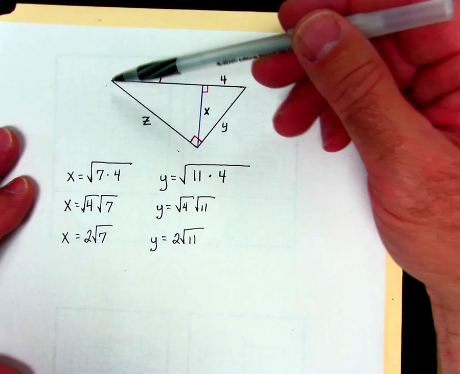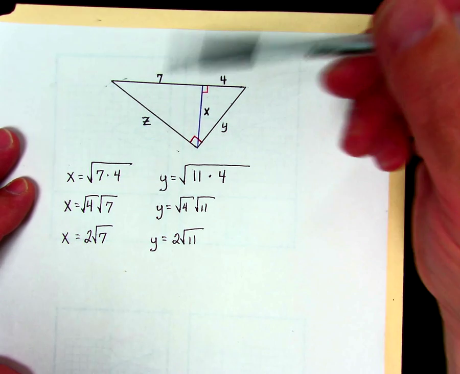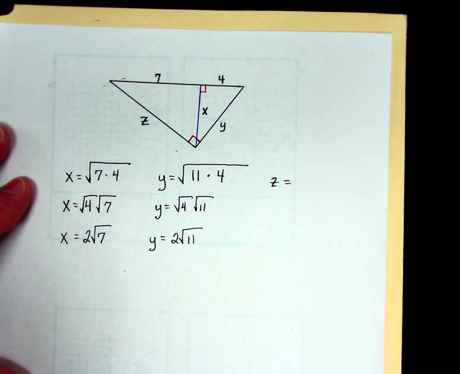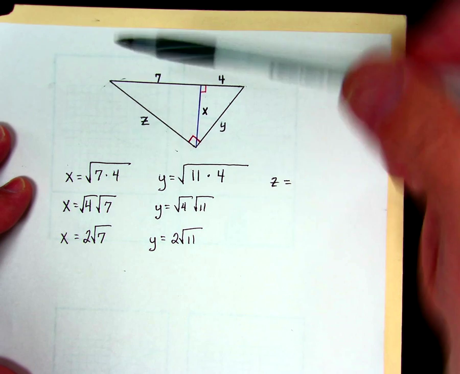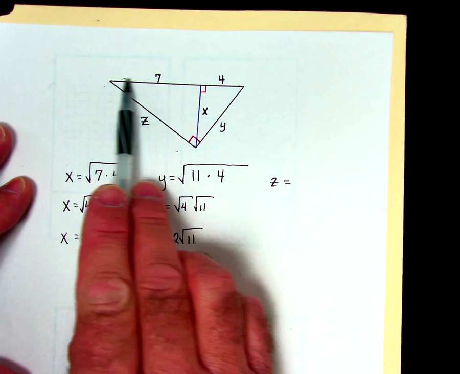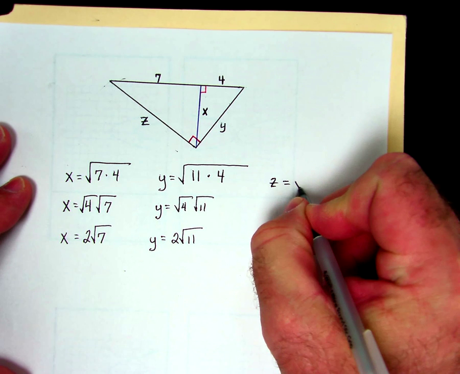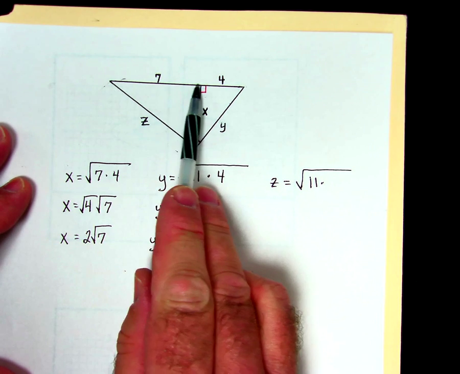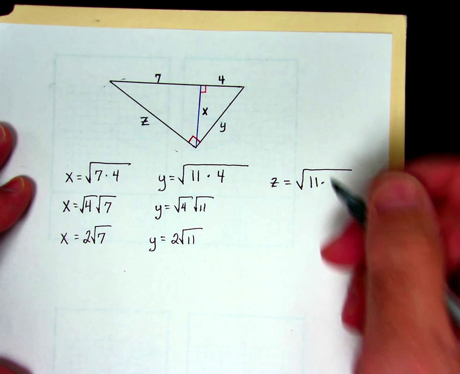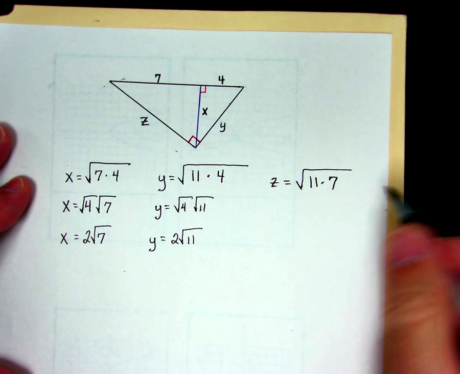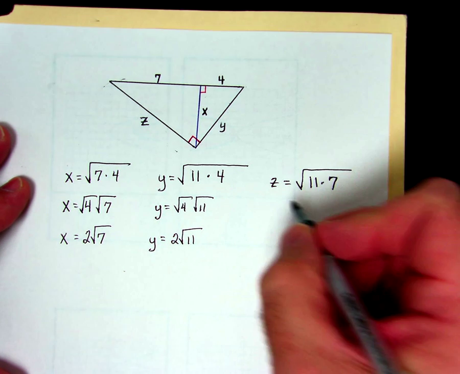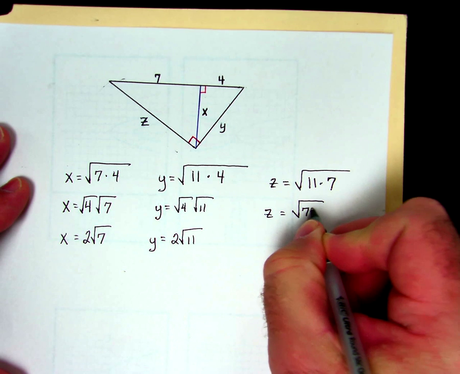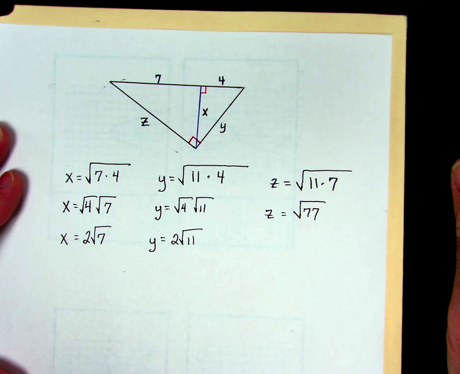Finally, z is the length of a leg of this right triangle. And Theorem 8-2, the leg geometric mean theorem, says it's the geometric mean between the hypotenuse, remember that has a length of 11, and the segment of the hypotenuse adjacent to that leg, which is a length of 7. Now, neither 11 nor 7 are squares, so let's go ahead and multiply those together. So we'd have the square root of 77.